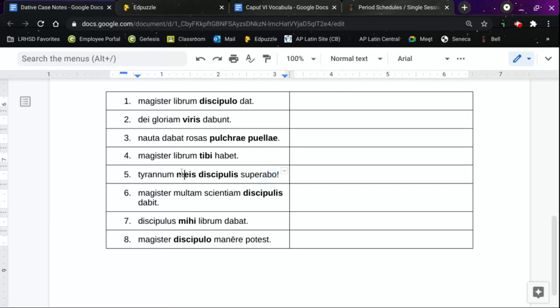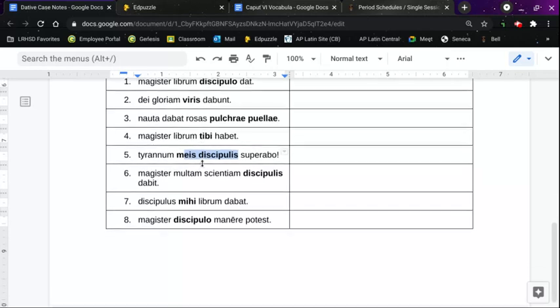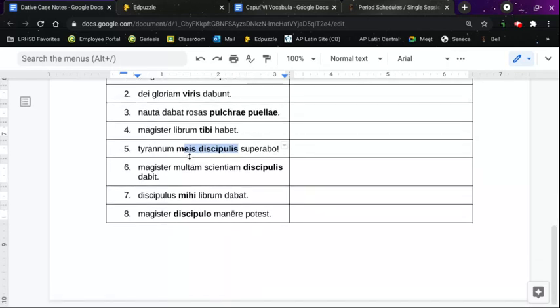And then here's the dative noun with an adjective attached to it. I will defeat the tyrant. Probably here's an example where you would translate as for. I will defeat the tyrant for my students. And the my and student match up in that dative plural ending.